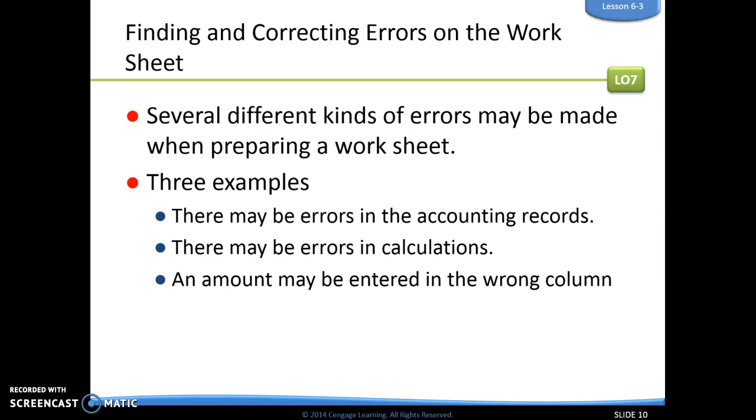All right, that was the end of 6.3 lecture. You can now go on to the 6.3 worksheet.